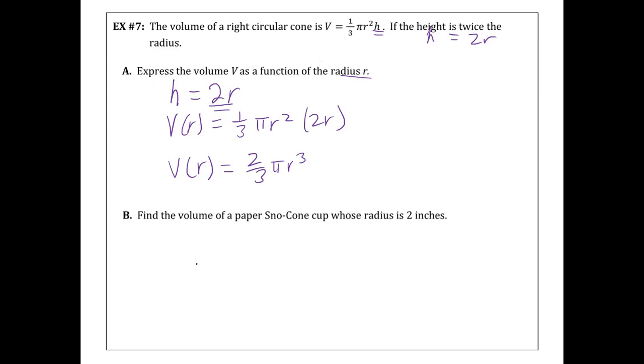Are we comfortable with that? Yeah. Number times number, 1/3 times 2 is 2/3. R squared times R is R cubed. Pi didn't multiply by anything. Yes, numbers with numbers, letters with letters. You can also write it as 2 pi over 3 R cubed, whichever way you want to write it. These are equivalent statements.